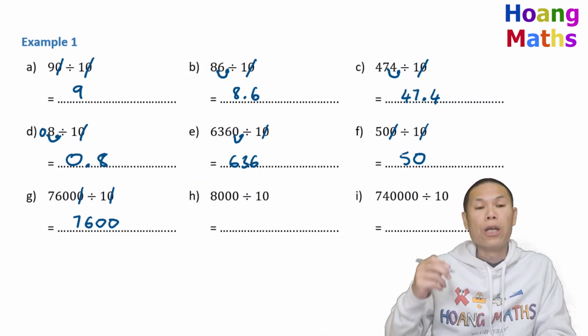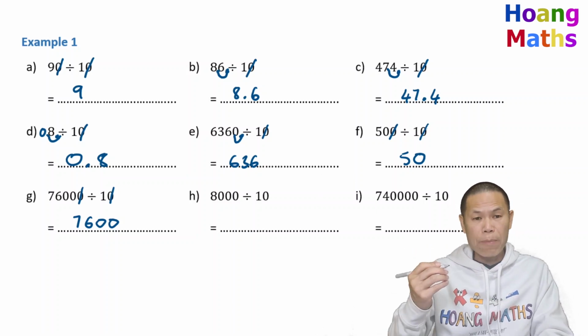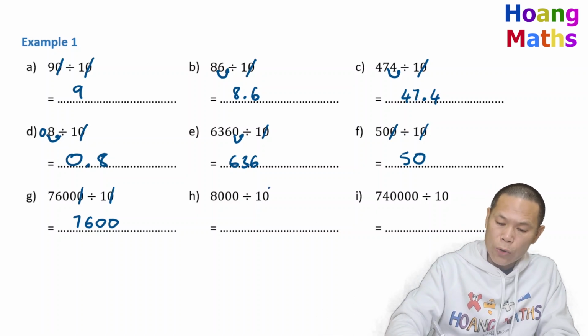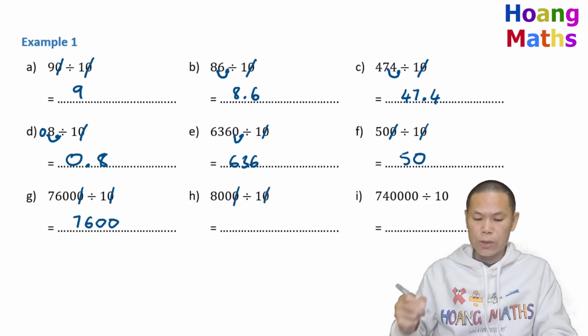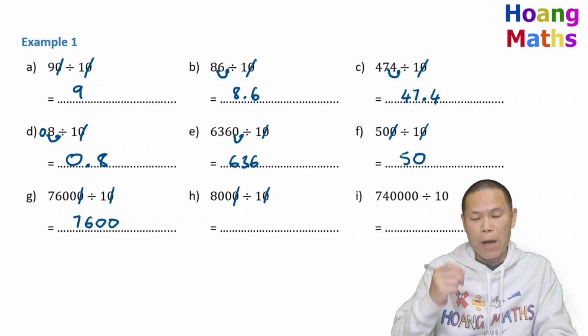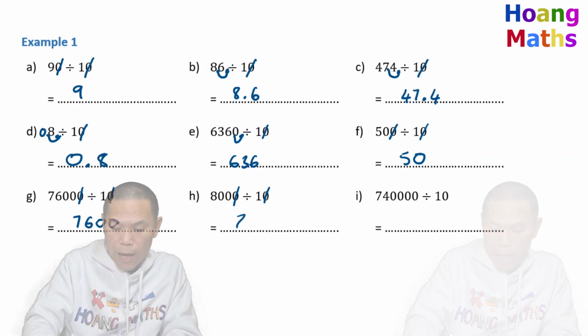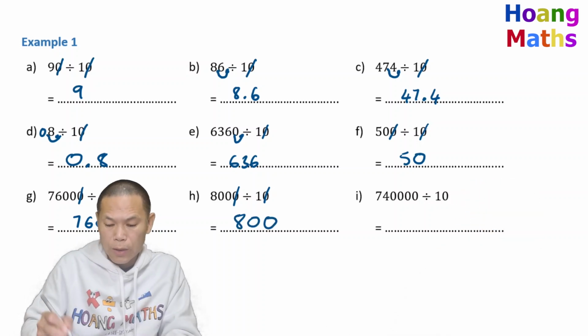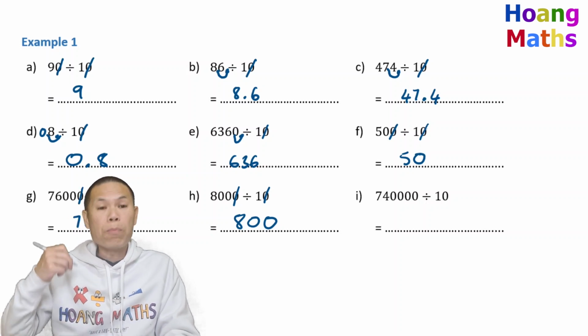Part H. So we have 8,000 divided by 10. So this 0 here, we cancel with this 0. So 800 divided by 1. So the answer is 800. So there you go.